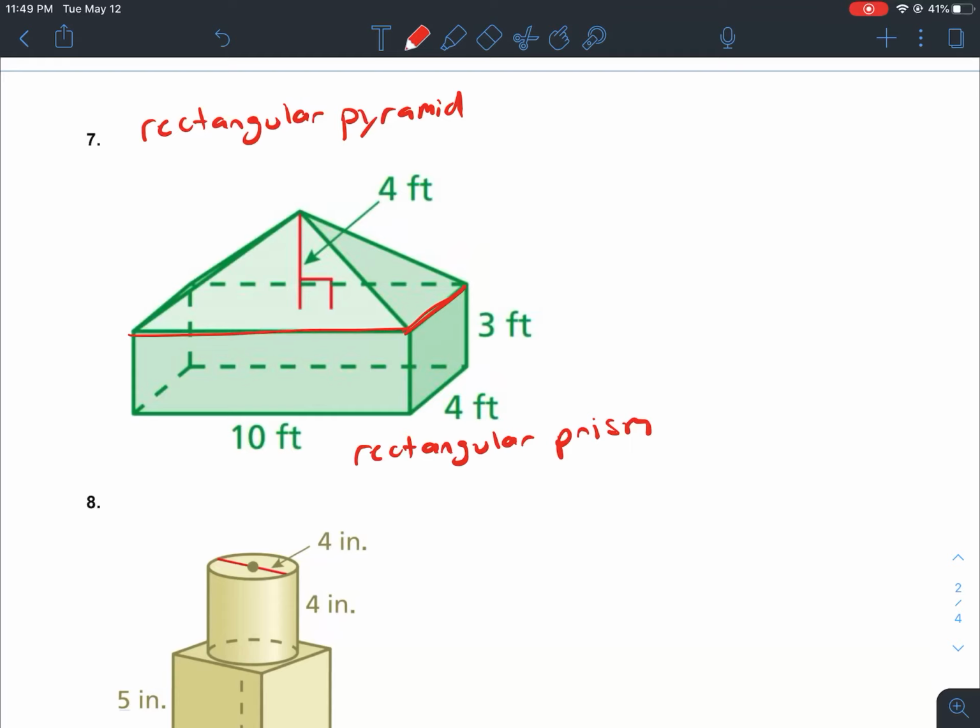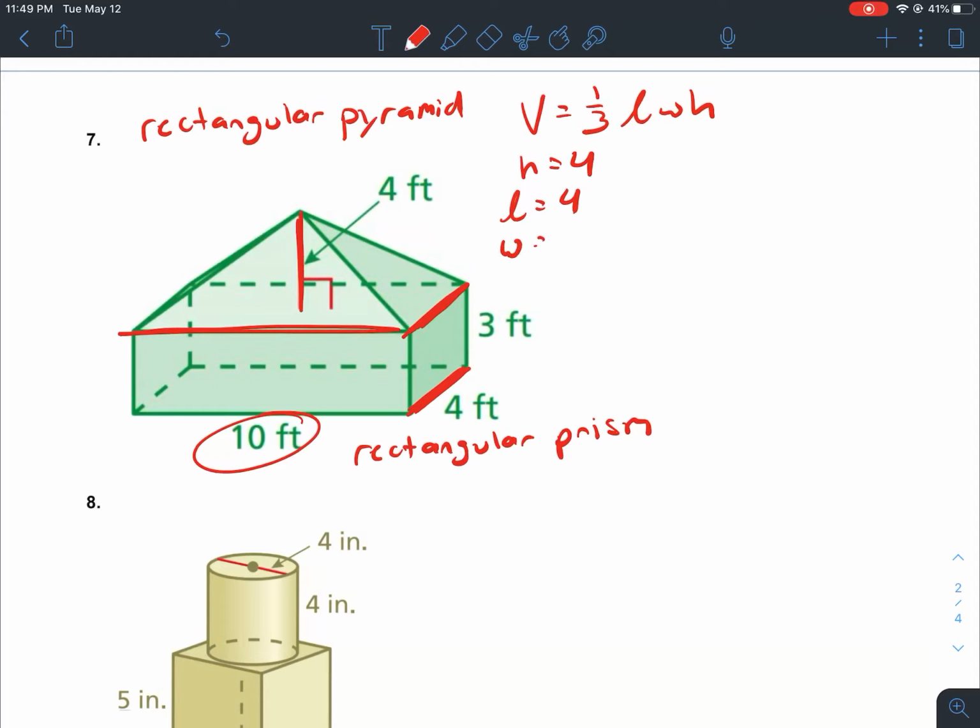So if we're looking at our rectangular pyramid, they show us that the height is 4. Or actually, here, let me write down the volume. So the volume is 1/3 length width height. They tell us that the height is 4. And if we're looking at the measurements they gave us, this length here goes with this 4 down here. So actually our length is going to be 4. And we can say our width is going to go with this 10.